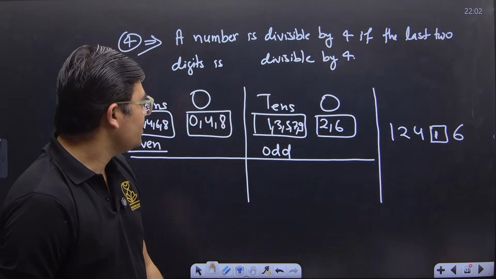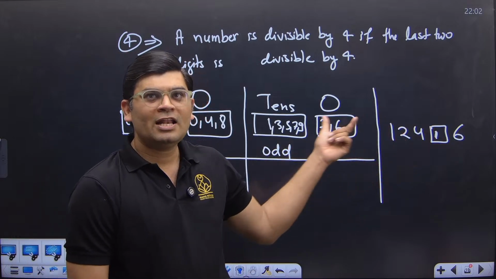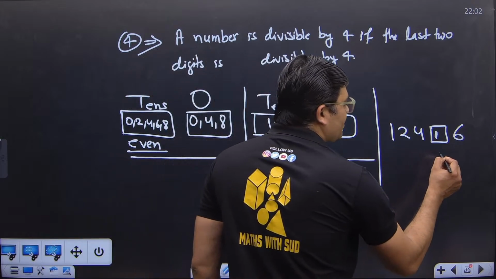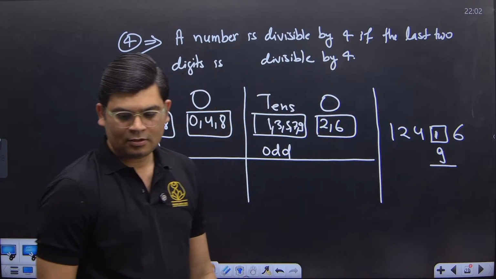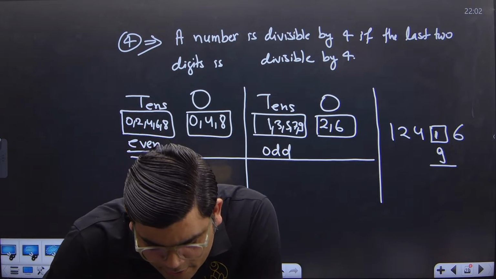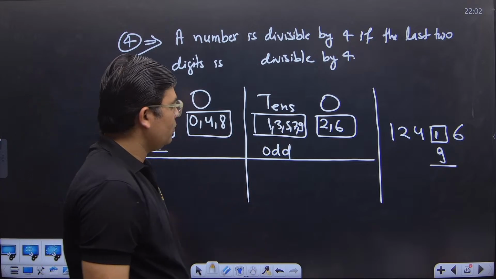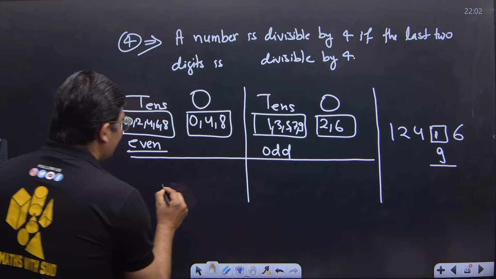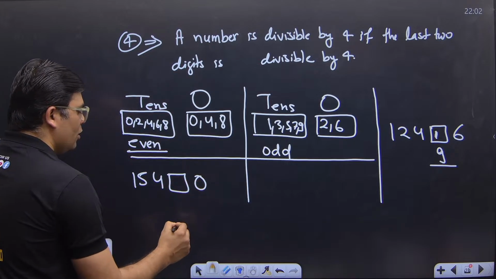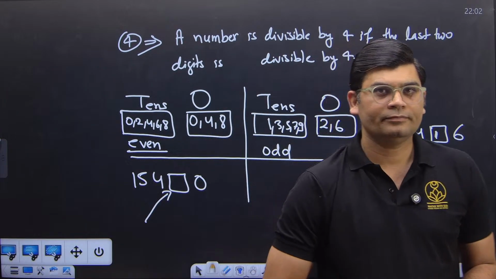3, because the number has to be an odd number. Any odd number can be fit here. If the number is ending with 2 and 6, any odd number can fit here. And the minimum number is 1 and the maximum number is 9. Very good. No, it is not 3, it is 1. Okay, if I write another number, 154-0, what is the minimum number which is divisible by 4 that I can put here?